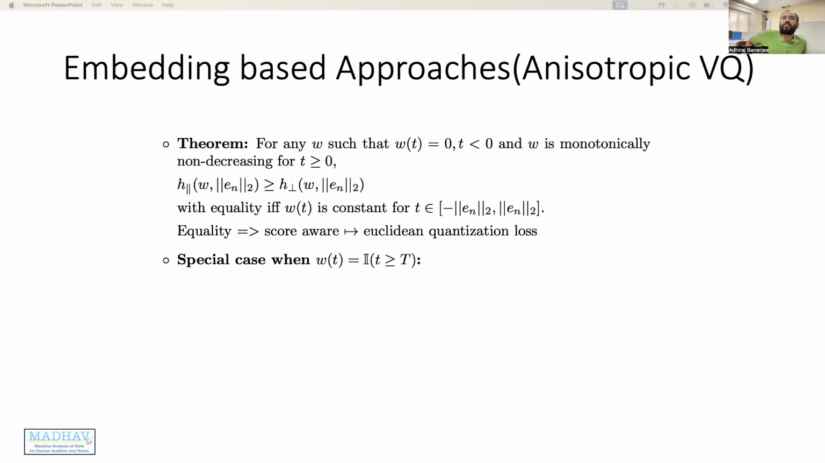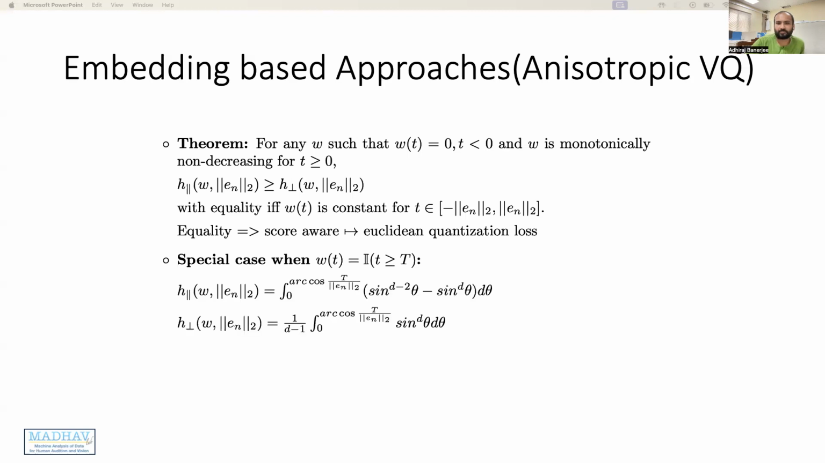For the special case where the weight function is just a threshold, so the weight function is an indicator function which is equal to 0 for all values of inner product t less than capital T, and 1 for all values greater than or equal to capital T. Since it's such a weight function in the quantization loss, we only consider the inner products which are above some threshold capital T. With such a weight function, we get some simple expressions for our scaling factors. The interval in each of the integrals is from 0 to r cos of t divided by the norm of the embedding en instead of 5. So in this interval, the weight function's value is 1, and outside this interval, the weight function's value is 0.